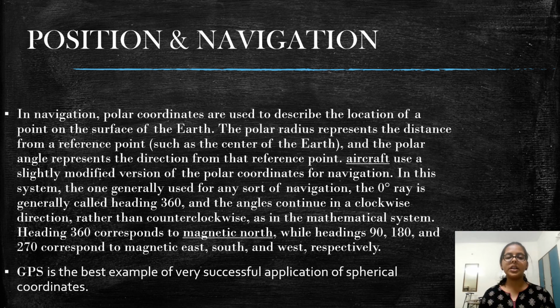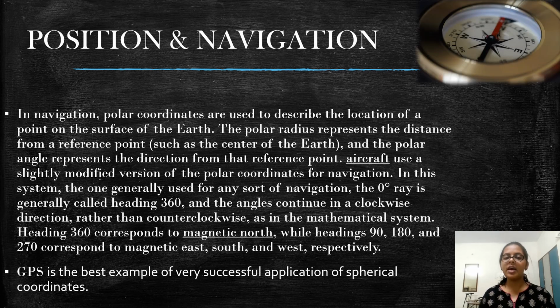Another important application of polar coordinates is position and navigation. In navigation, polar coordinates are used to describe the location of a point on the surface of the Earth. The polar radius represents the distance from a reference point, such as the center of the Earth, and the polar angle represents the direction from that reference point.